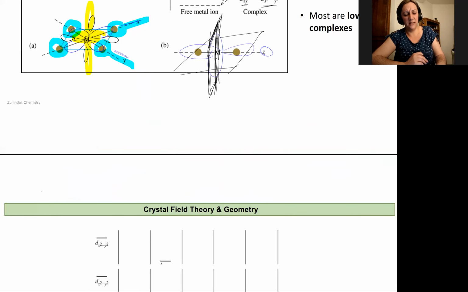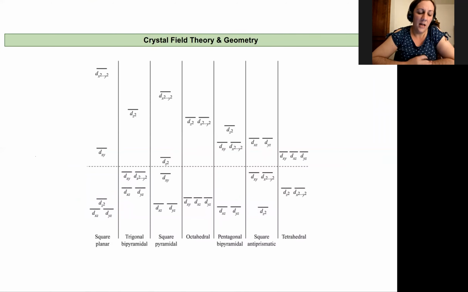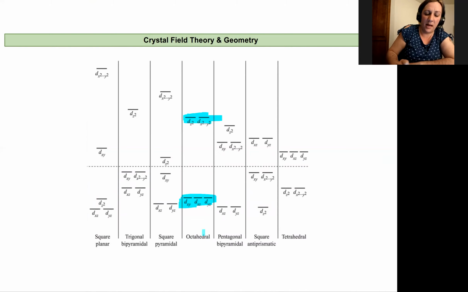And here's a nice summary of the geometries we've talked about so far, showing the different crystal field splitting energies relative to one another and the patterns that they make. And so the one we've spent the most time with, and that I'd like you to be the most familiar with, is our octahedral splitting pattern right here. I think it's important to know that our tetrahedral is the opposite, because we have a lot of coordination compounds that have 4 ligands rather than 6.